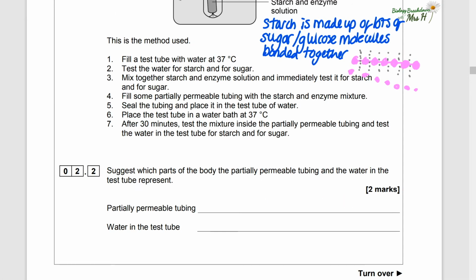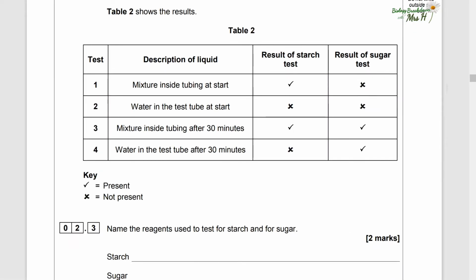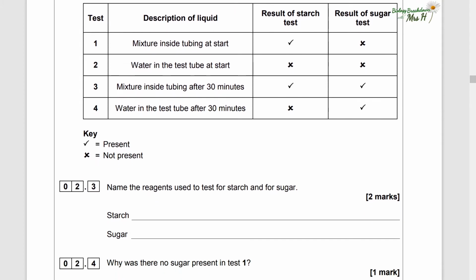Suggest which parts of the body the partially permeable tubing and the water in the test tube represent. Well, the partially permeable tubing is going to represent the small intestine, and the water in the test tube is the blood. So we've got 4 tests, different descriptions of the liquid and results of starch and results of sugar test. Name the reagents used to test for starch and for sugar.